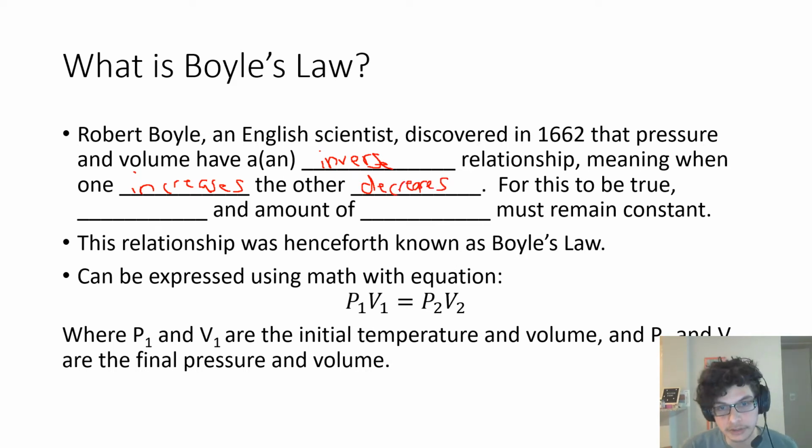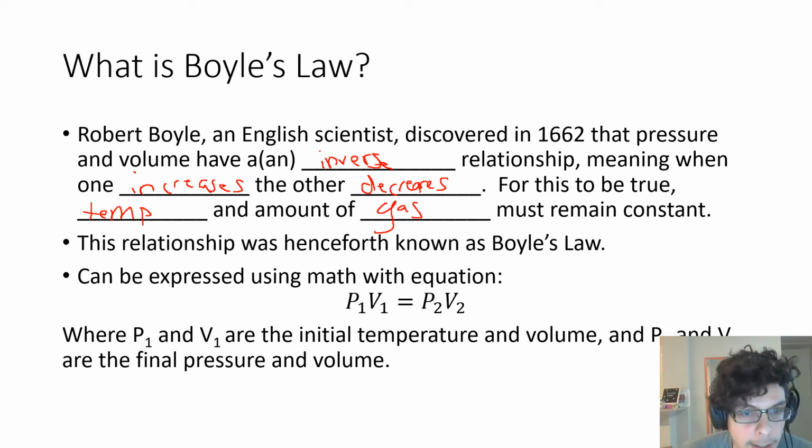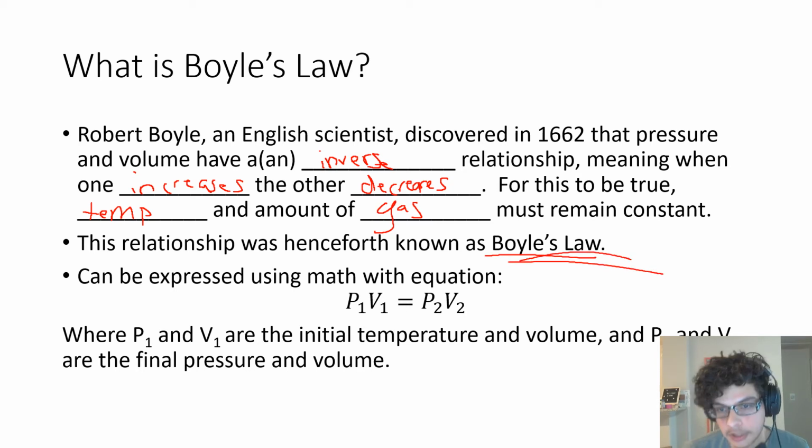So for this to be true, basically your temperature and your amount of gas that you have has to be constant. As long as you keep temperature the same and the amount of gas you have the same, when you increase pressure, volume goes down. Or if you increase volume, pressure goes down. And this relationship here is henceforth what we're going to call Boyle's law.